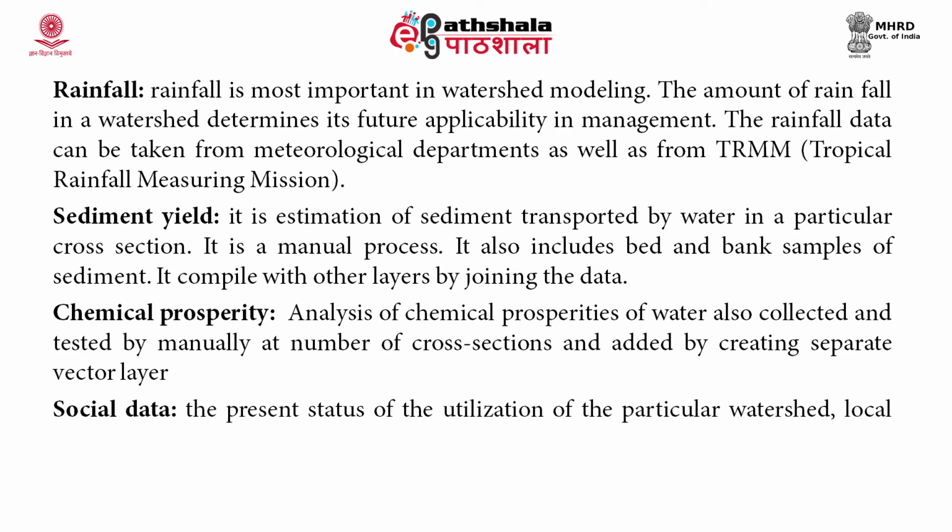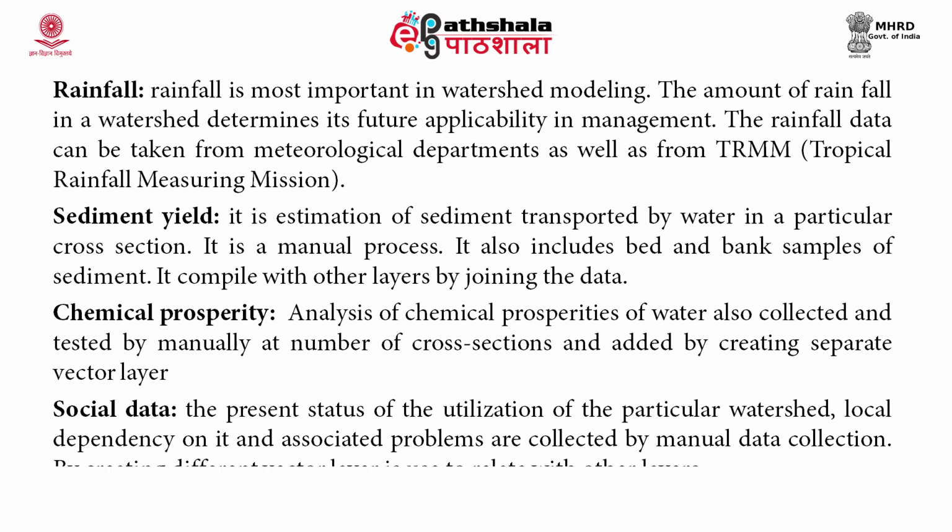And next is the social data: the present status of the urban utilization of the particular watershed, local dependency on it and associated problems are collected by manual data collection. By creating a different vector layer, it is used to relate with other layers.